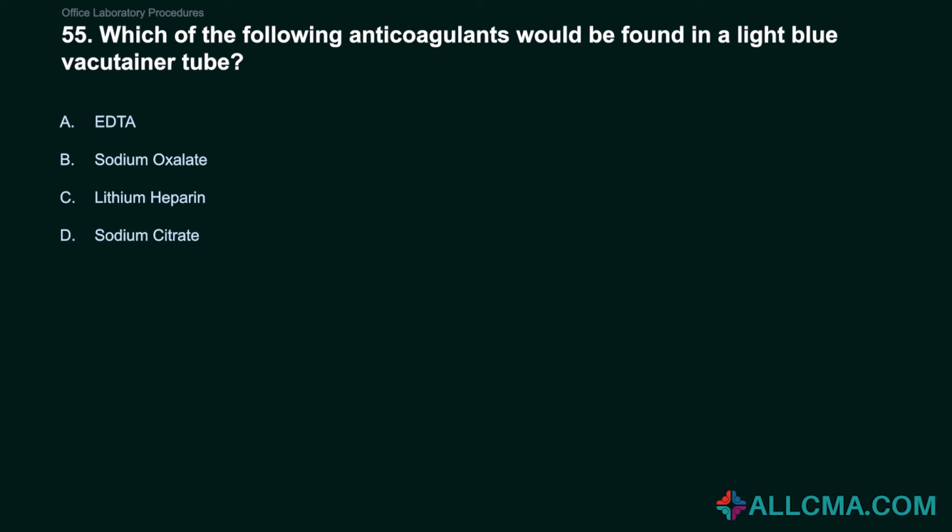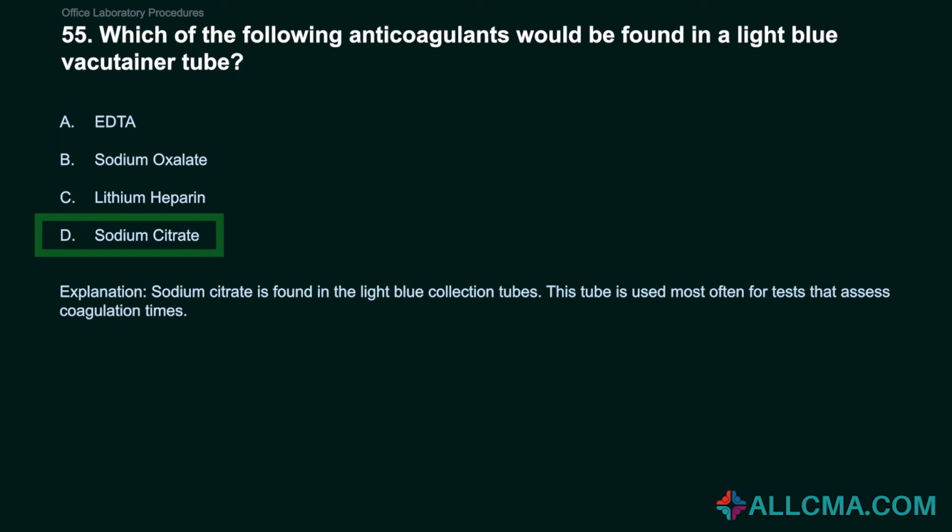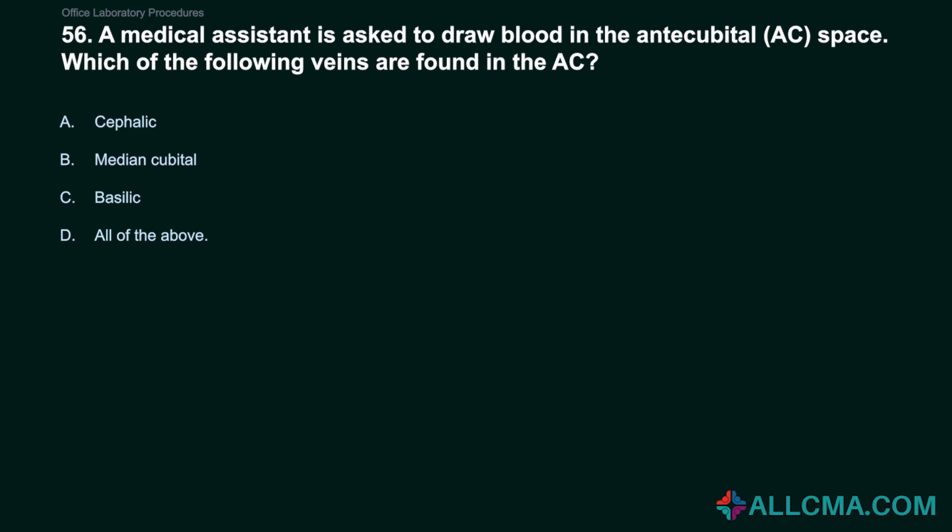55. Which of the following anticoagulants would be found in a light blue vacutainer tube? A. EDTA. B. Sodium oxalate. C. Lithium heparin. D. Sodium citrate. Correct answer, D. Sodium citrate. Sodium citrate is found in the light blue collection tubes. This tube is used most often for tests that assess coagulation times.